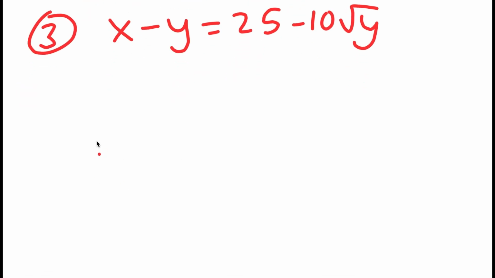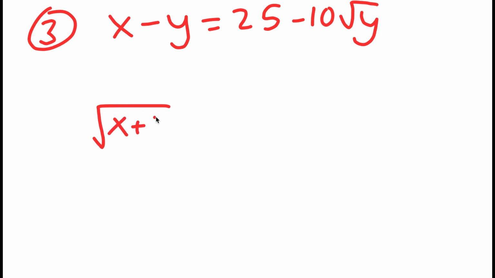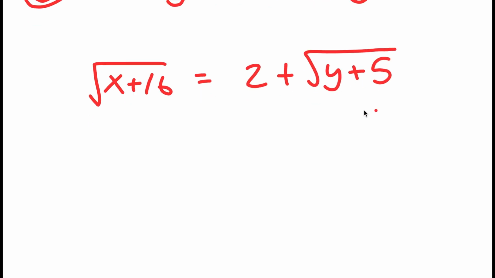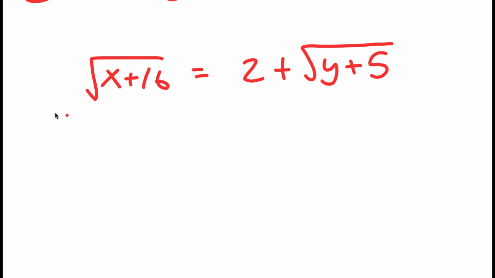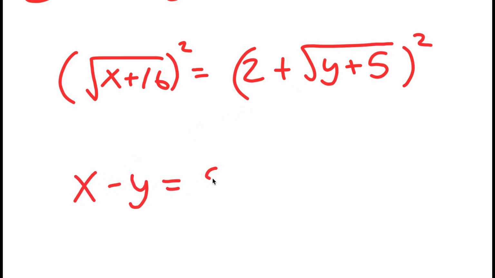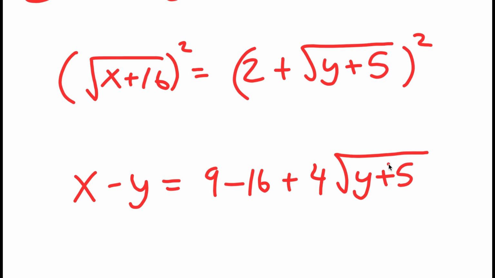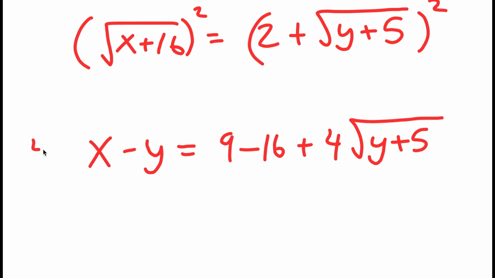Now from here, from equation 2, I have the square root of x plus 16 is equal to 2 plus the square root of y plus 5. And I'm going to square both sides. So now I have x minus y is equal to 9 minus 16 plus 4 root y plus 5. So this is actually going to be equation 4.